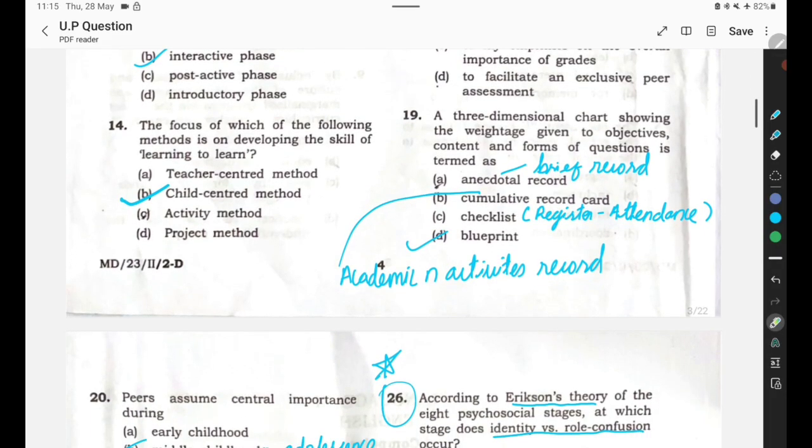Question number 19. A three-dimensional chart showing the weightage given to objectives, content, and forms of question is termed as blueprint. Okay, look, all of these questions are important. All of these options are important. That's why I explain it. Anecdotal record, that means brief record. Checklist, that means register or attendance. Cumulative record, that means academic and activities record. But the answer of this 19 is blueprint.